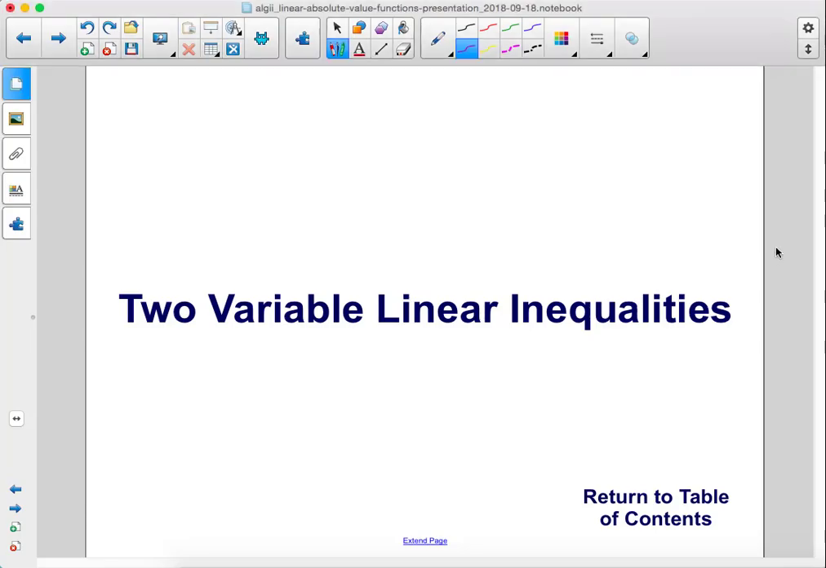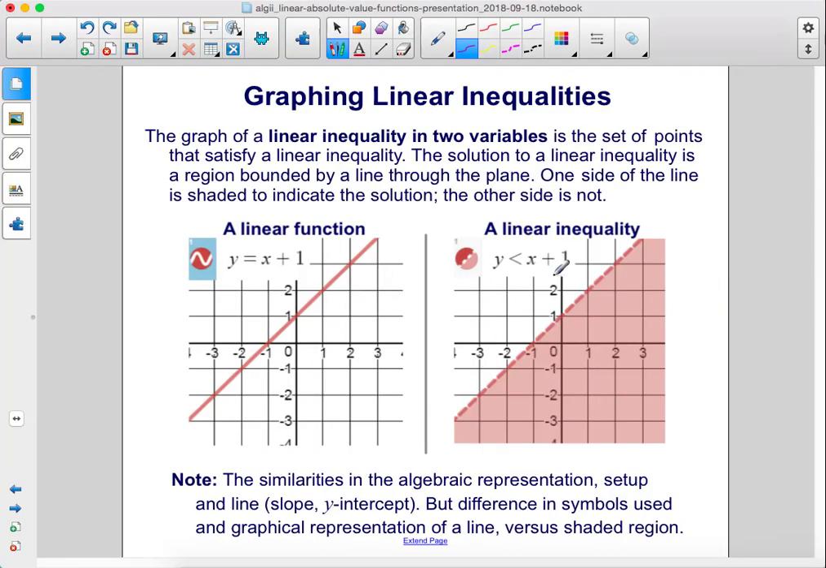Two-variable linear inequalities. The graph of a linear inequality in two variables is the set of points that satisfy a linear inequality. The solution to a linear inequality is a region bounded by a line through the plane. One side of the line is shaded to indicate the solution, the other side is not. Here's a linear function, which is a line. Here's a linear inequality, a line with the shaded portion representing the solution.